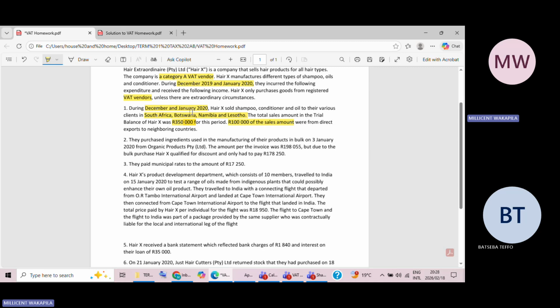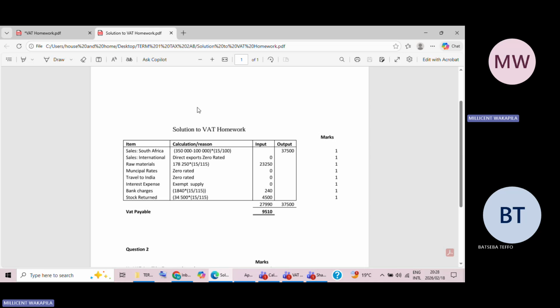So that is why I was saying to you guys, you are not allowed to just write a zero. You see what they did here, and I think I made a mistake here. The zero here is supposed to be by the output side. The sales, international sales, direct exports, zero rated. This zero is supposed to be by the output side, right? So you see here, I gave you guys a zero, but I also gave you guys the reason why I say it's a zero. The reason was that it's a direct export, and direct exports are zero rated, right?